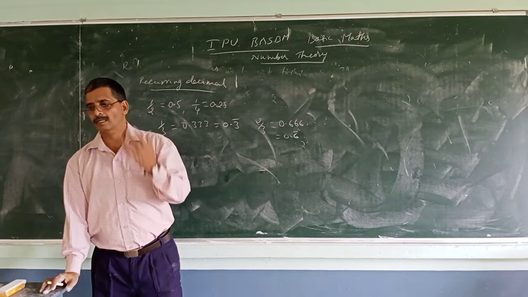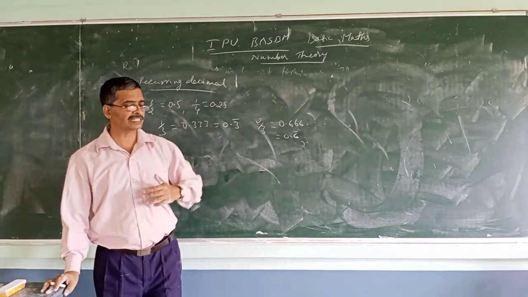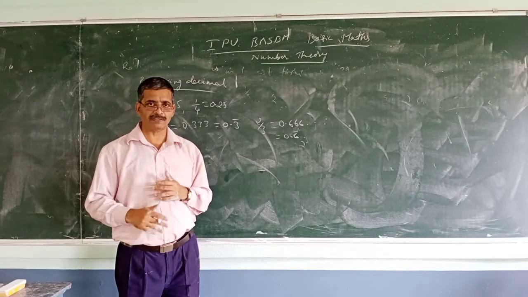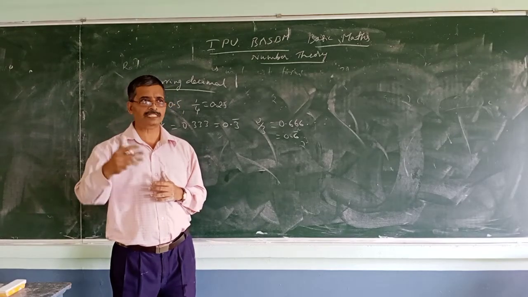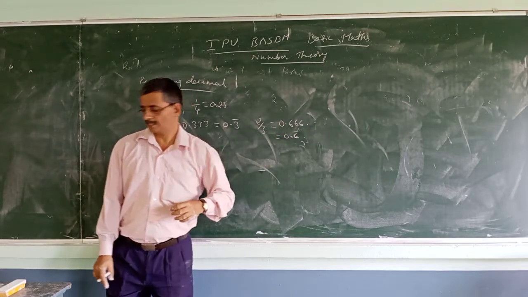These are some examples of recurring decimal. Recurring means happening again and again. Coming again here means coming again and again. 3 comes again. It repeats. 6 repeats.